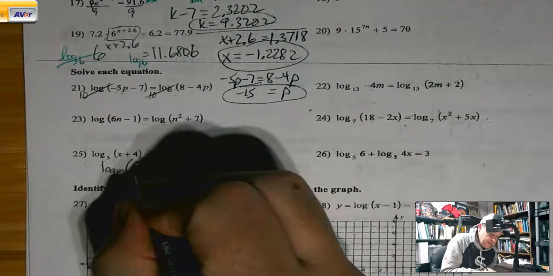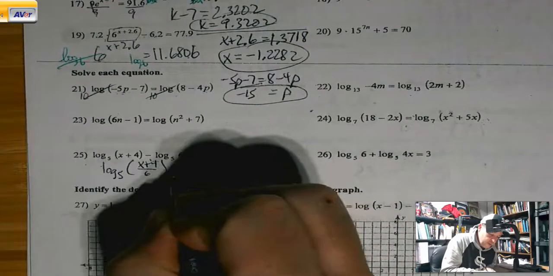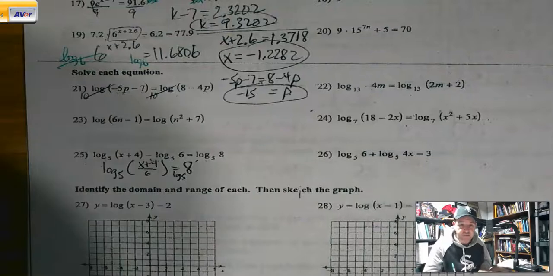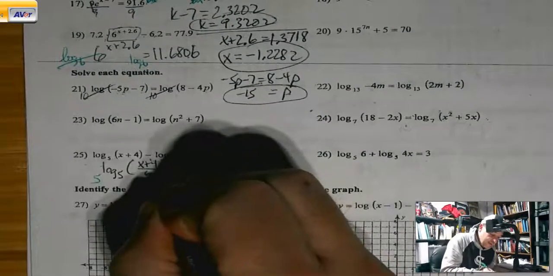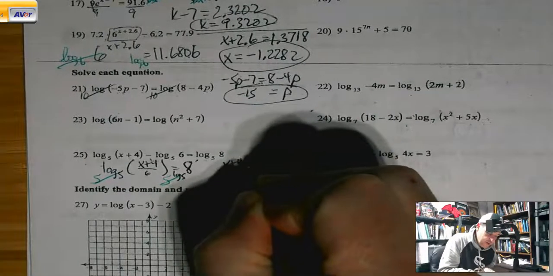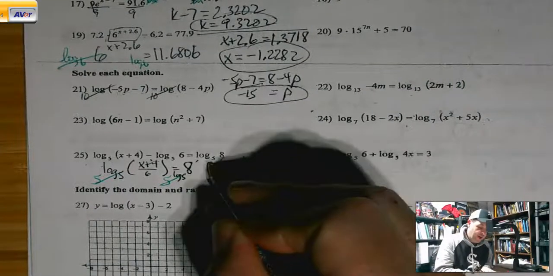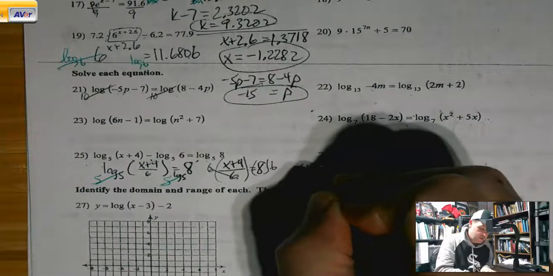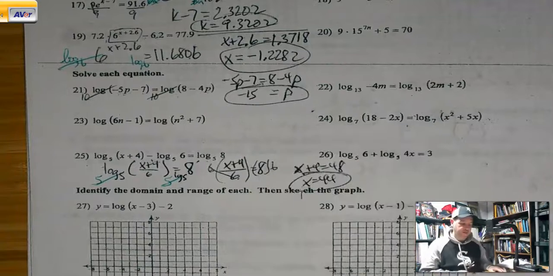minus is going to become divide. Oops, I lost my log. And now that there's only one log on each side, and those two logs have the same base, 5, by rule, we can exponentiate and now get into something that is much more manageable. Get that fraction out of there first. And get to your answer.